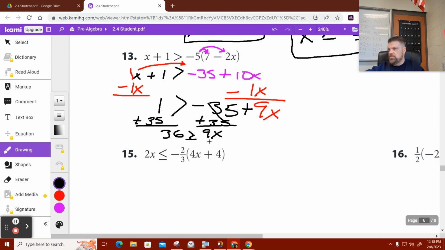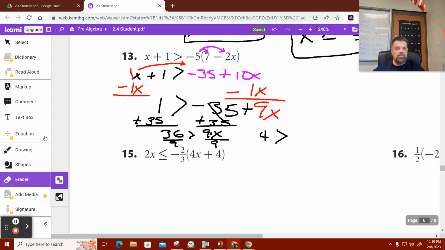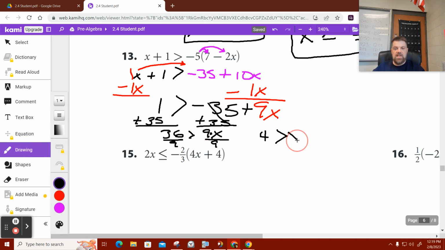You're next. I need to get the 9 away from the x. 9x means 9 times x. To move the 9, what do I do? You got it. Divide by 9. 36 divided by 9 is 4. I don't know why I have this little squiggly line here. It makes it look like it's equal to, but it's not. So then my final answer is: 4 is greater than x. Or you could write it this way: x is less than 4, right?